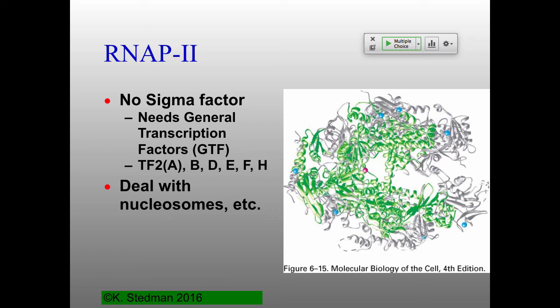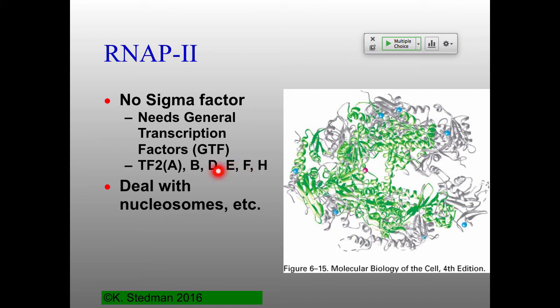Not homologous means there's no sequence similarity, probably not derived from the same common ancestors. So instead of this sigma factor telling you where to start, where the promoter is, it uses all of these so-called general transcription factors. General transcription factors, alphabet soup, unfortunately, known as TFs for transcription factor, 2 because it's RNA polymerase II, and then A, B, D, E, F, H, etc.